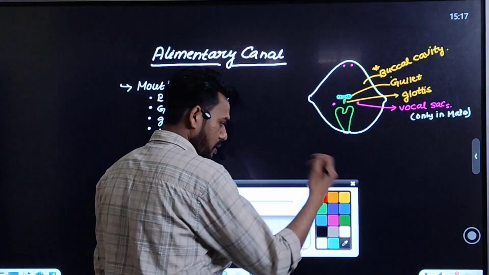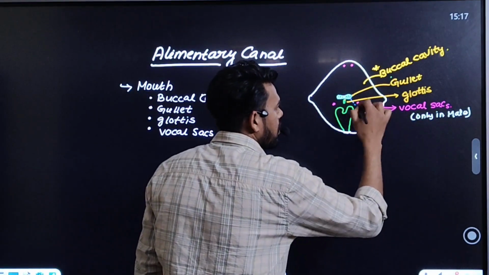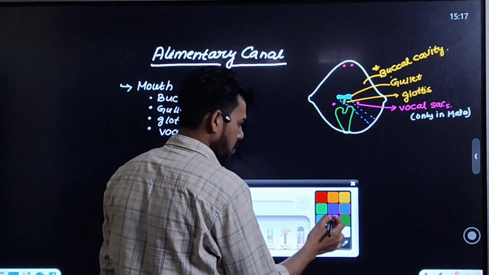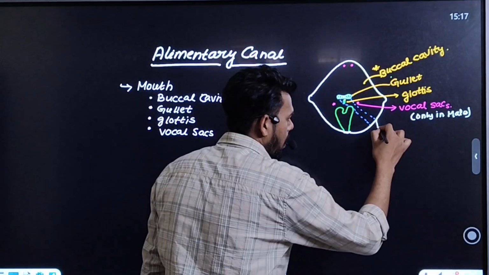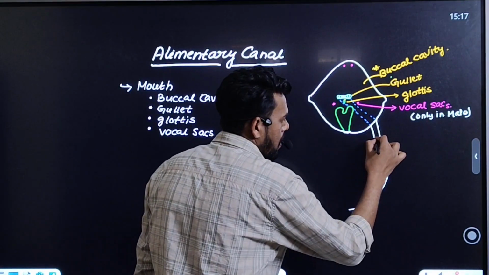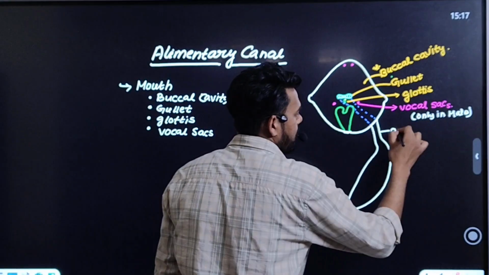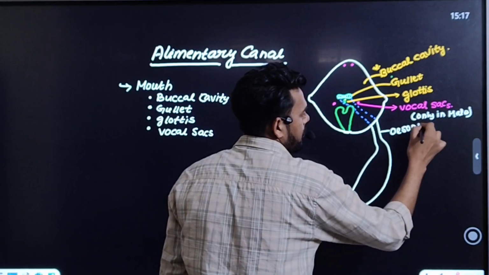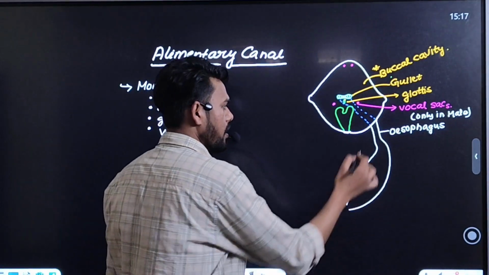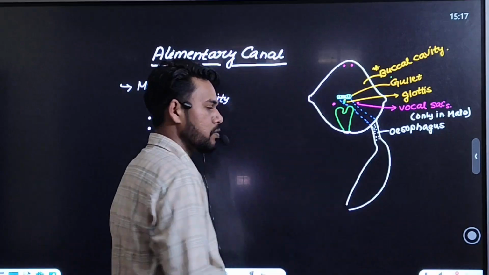After mouth, the food reaches into a tube-like structure. This is the esophagus, which is lined by some mucus gland which secrete mucus to ease transport of food from mouth to the stomach.